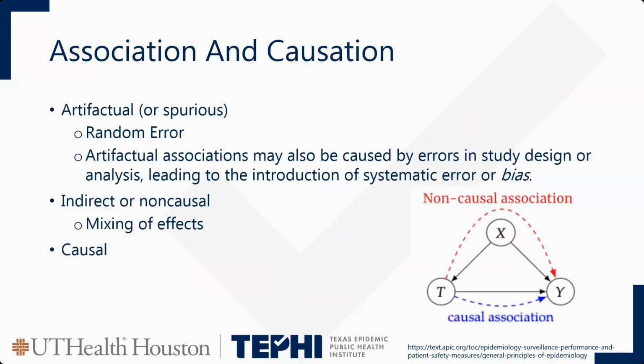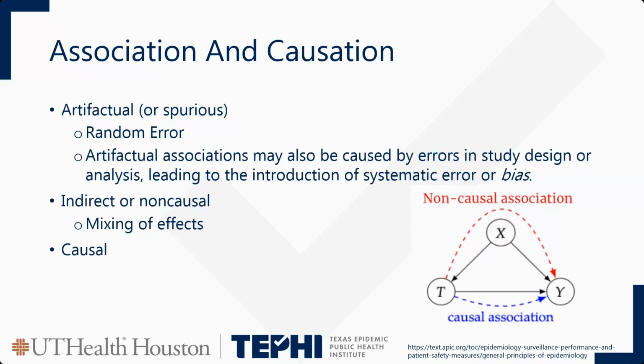So, when examining DAG models and relationships, a certain number of associations will simply occur by chance. These are known as artifactual associations. There will be an increasing number of associations as more factors or variables are studied, and this is known as random error. Artifactual associations may also be caused by errors in study design or analysis, and this leads to an introduction of a systemic error or systemic bias.